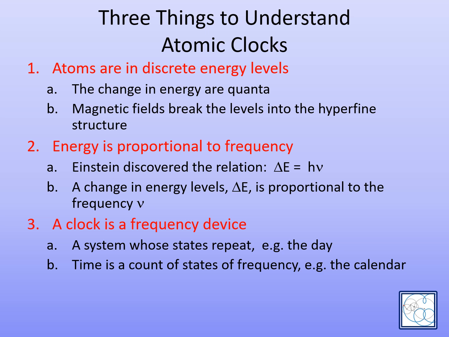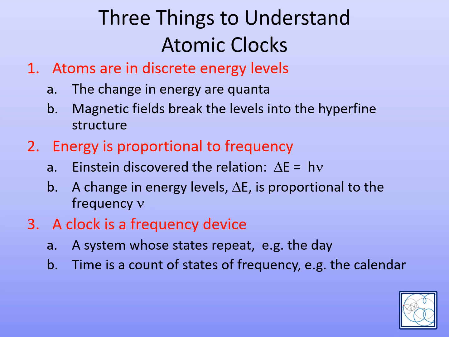First, atoms are in discrete energy levels. Secondly, energy is proportional to frequency, and a clock is a frequency device. Discrete energy levels, what is this? The change in energy from one level to another is a specific number, neither more nor less. It is a quantum of energy. The word quantum is now popular in our culture. Lots of things are called quanta or quantum.